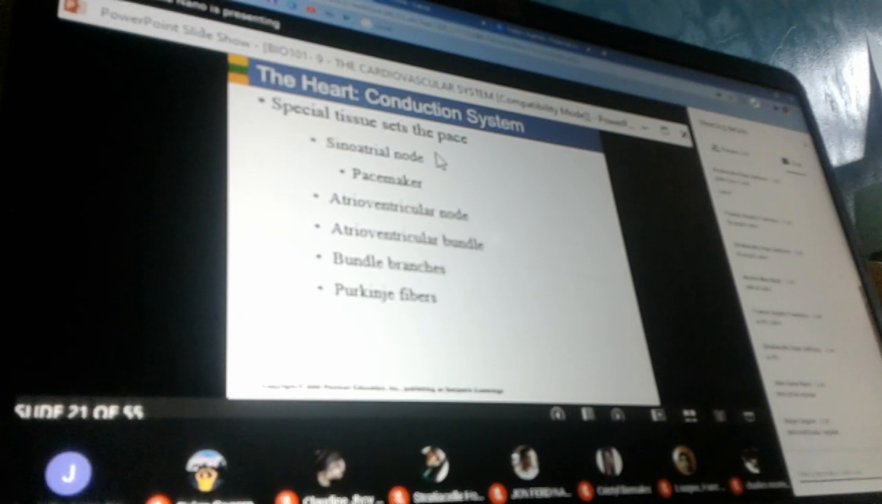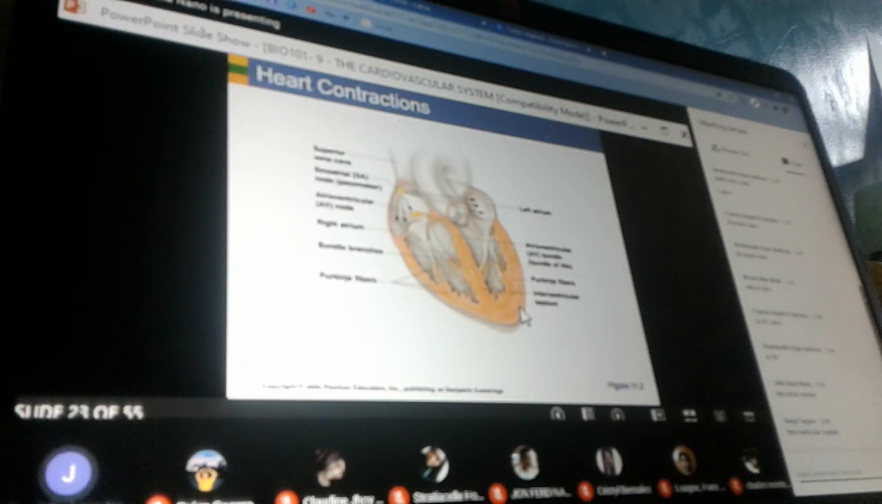So, sa intrinsic natin, we have yung mga special tissues natin. We have the sinoatrial node natin, yung atrioventricular node, atrioventricular bundle, yung mga bundle branches natin, pati yung Purkinje fibers. Picture na tayo dito. Ayun.